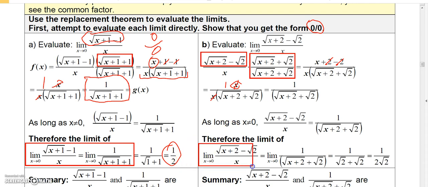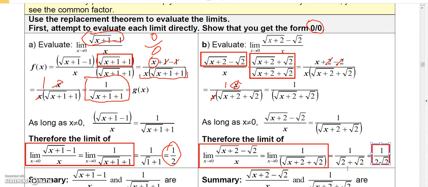here, I can replace the function in this limit with the function in this limit. And then when I let x be 0, if you plug 0 in for x, you get 1 over square root of 2 plus square root of 2, which of course is just 1 over 2 square root of 2. And that's your final answer. And that's the answer that you're going to want to put.